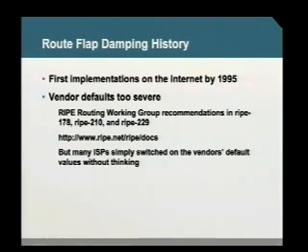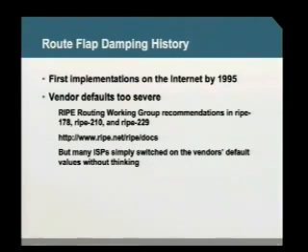The first implementations on the internet were by about 1995, sometime around then. And of course, I think Cisco was the first implementation. It was a case of, well, what numbers do we use for the half-life? What numbers do we use for the suppress limit, reuse limit? How many flaps? No idea, no experience. So we picked some numbers. Unfortunately, we found out very quickly from the experience that these numbers were no good. They were far too severe.